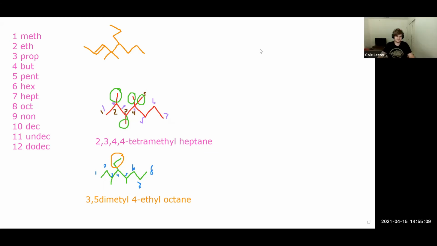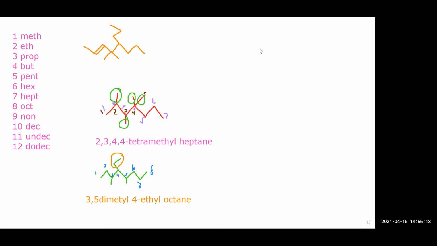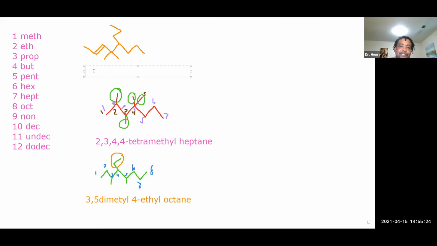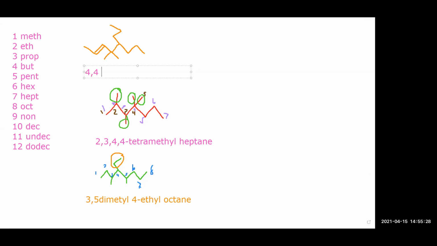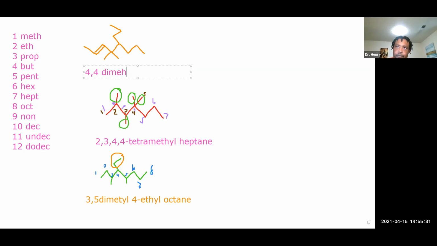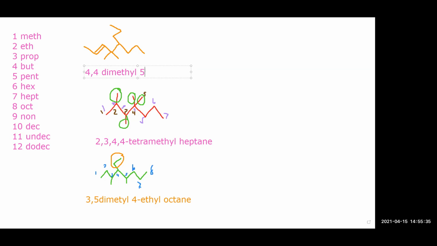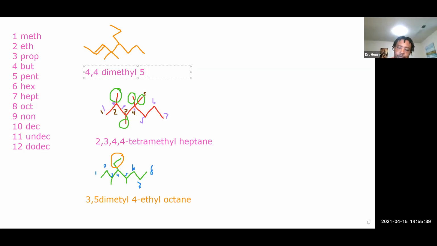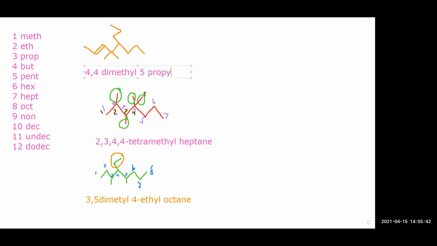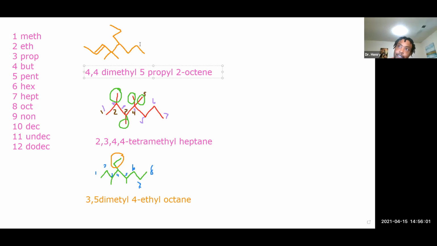For this answer, would this be 4,4-dimethyl 5-propyl? How would you say that? Propyl? I think 4,4-dimethyl 5-propyl 2-octene. Or is that written differently because of so many? 1, 2, 3, 4, 5, 6, 7, 8. Nope, that's correct.